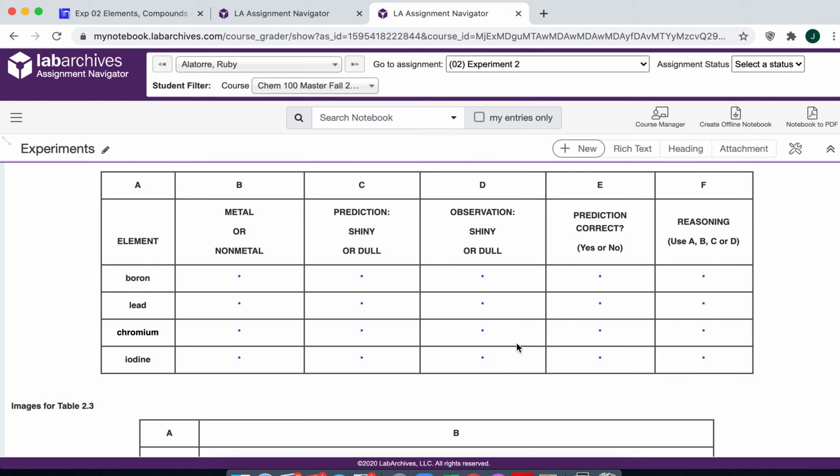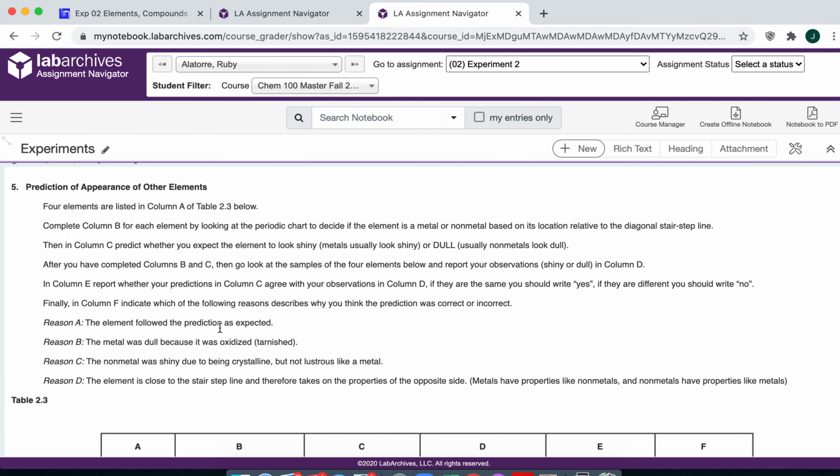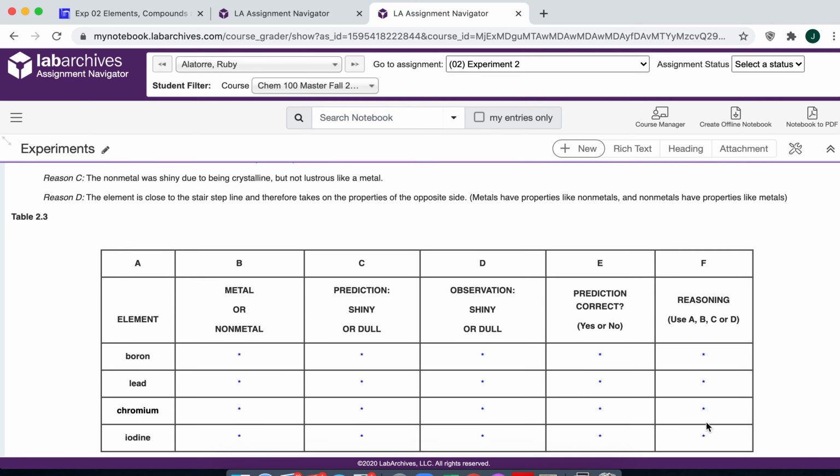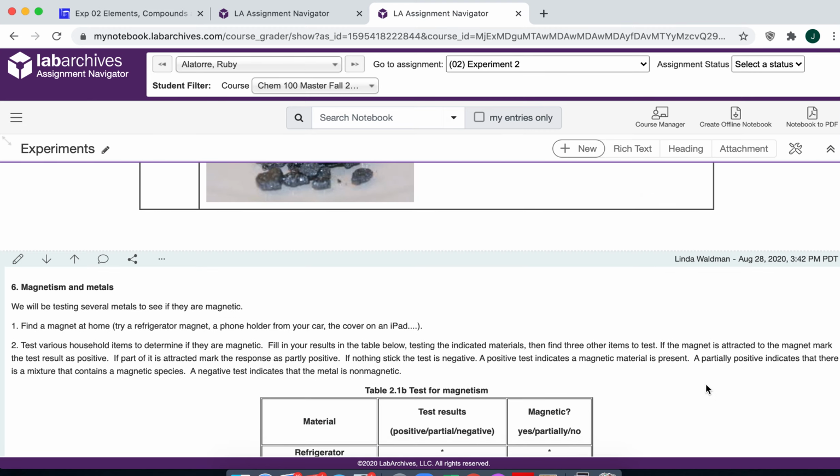And if your prediction matches the observation, you're going to put yes. If your prediction does not match the observation, which is the picture provided, you're going to put no. And reasoning, so there are 4 different types of reasoning. You're going to pick from A to D, so read which one matches your reasoning, and pick A, B, C, or D to complete this.